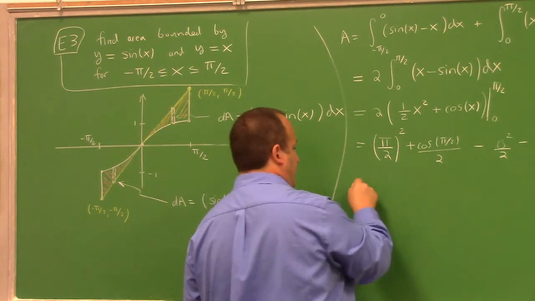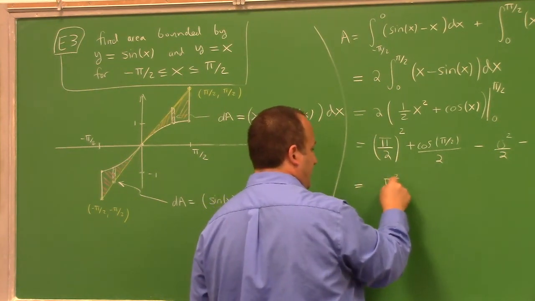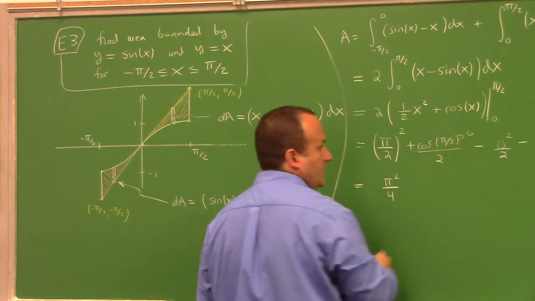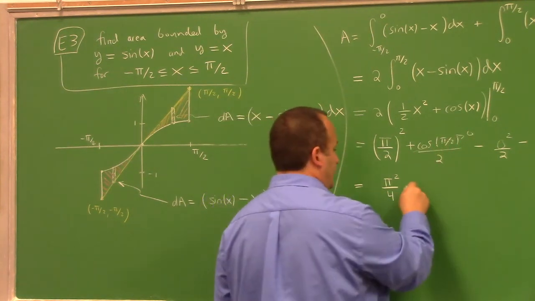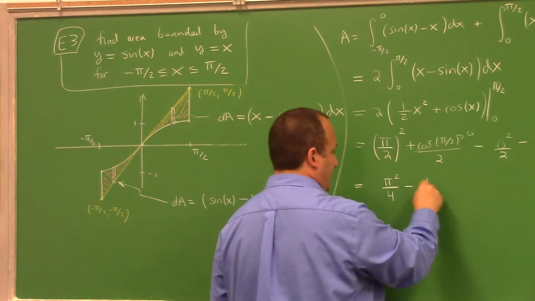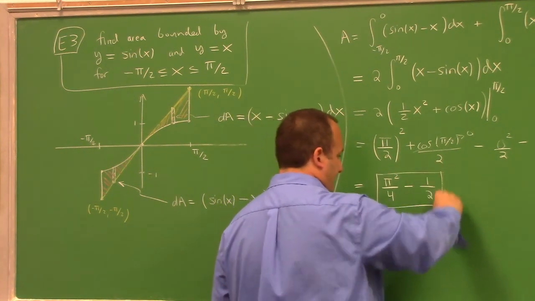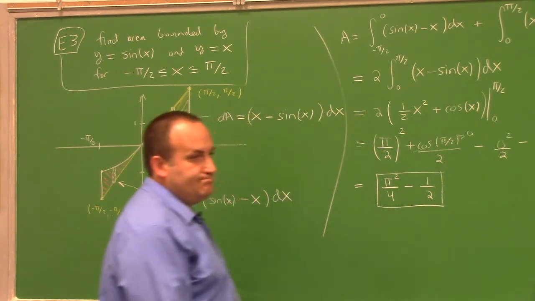So this gives me what? This gives me pi squared over 4. Cosine of pi over 2 is 0. Cosine of 0 is 1. So I get pi squared over 4 minus 1/2. There you go.